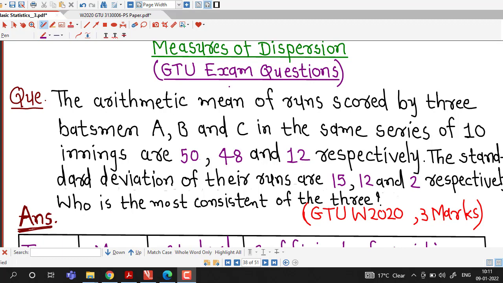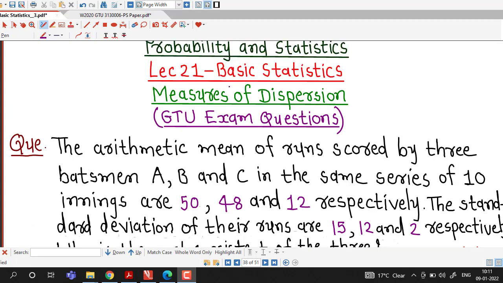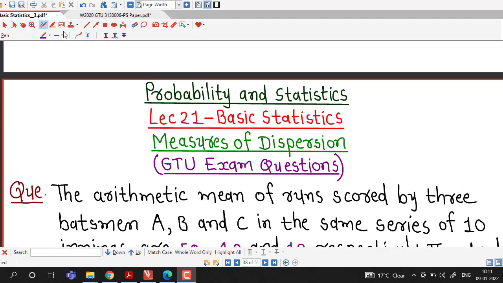In this lecture we are going to discuss one another question on the application of coefficient of variation. We know that coefficient of variation is given by standard deviation divided by mean times 100, and if we have more than one data sets, then coefficient of variation helps us to determine which data set is more consistent.